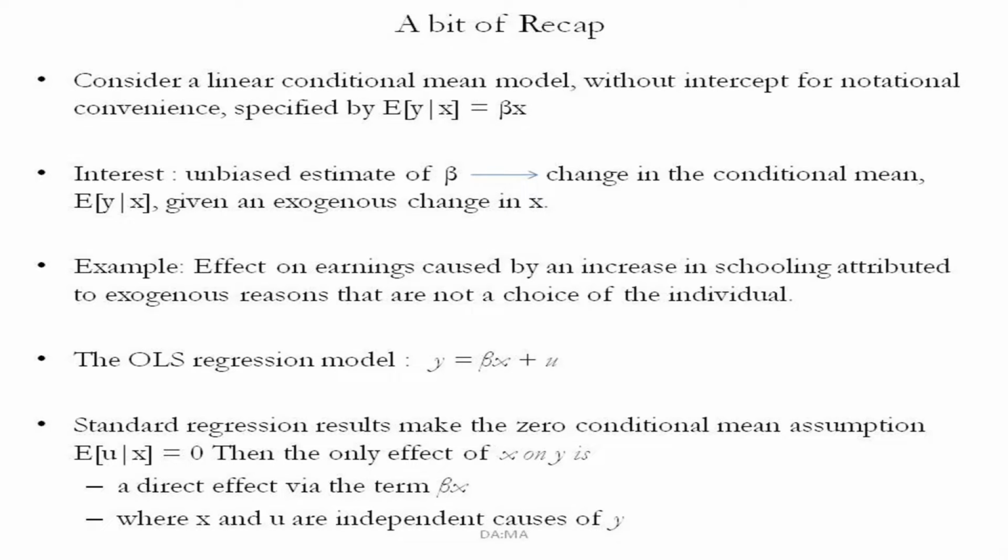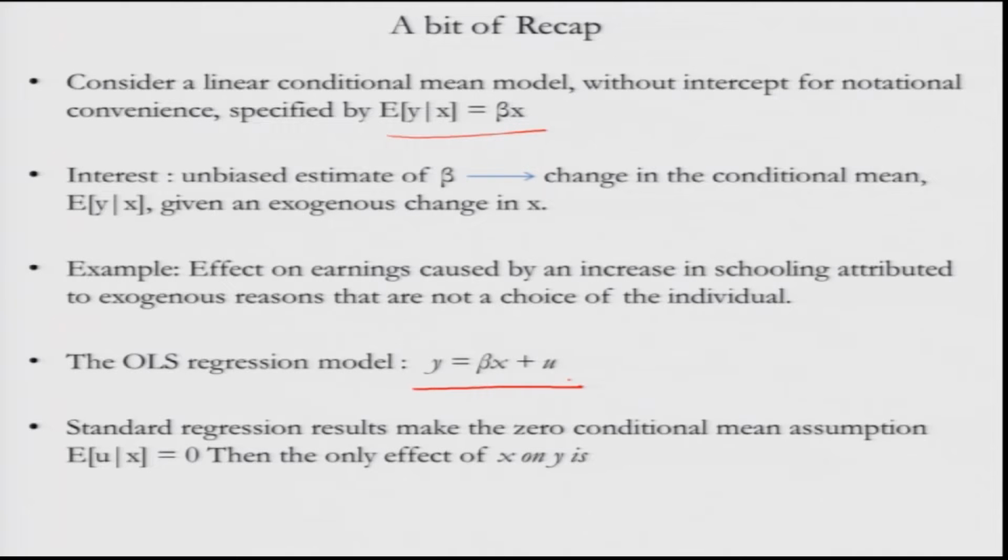What we mean is that we are interested in the effect of education on earnings, where education is not a choice of the individual, but experimentally or randomly given to the individual. In such a context where we can treat education as exogenous, we are interested in the effect of education on earnings. So, the OLS regression model that we have is y equal to beta x plus u. Once again we do not have the intercept term here, because you can assume for simplicity that this model is the mean deviation model. Now, the standard regression model makes the zero conditional mean assumption, which is expectation of u given x equal to 0.